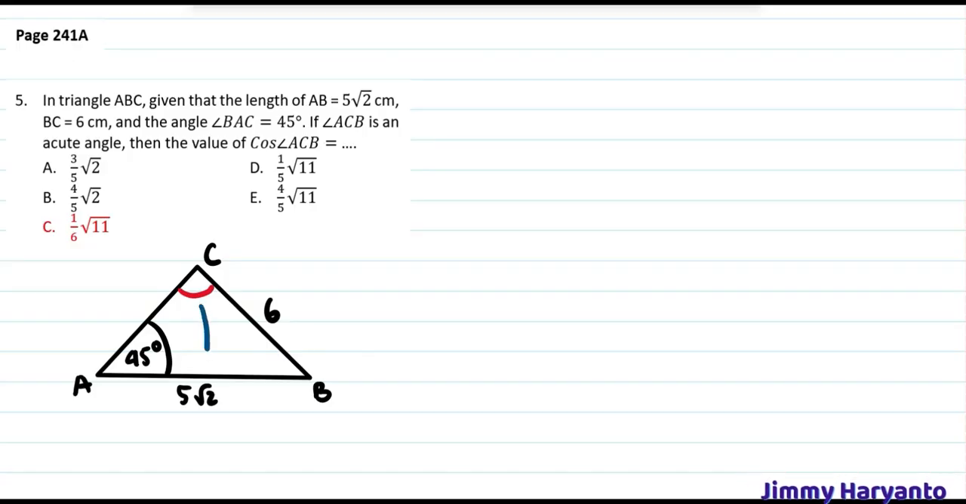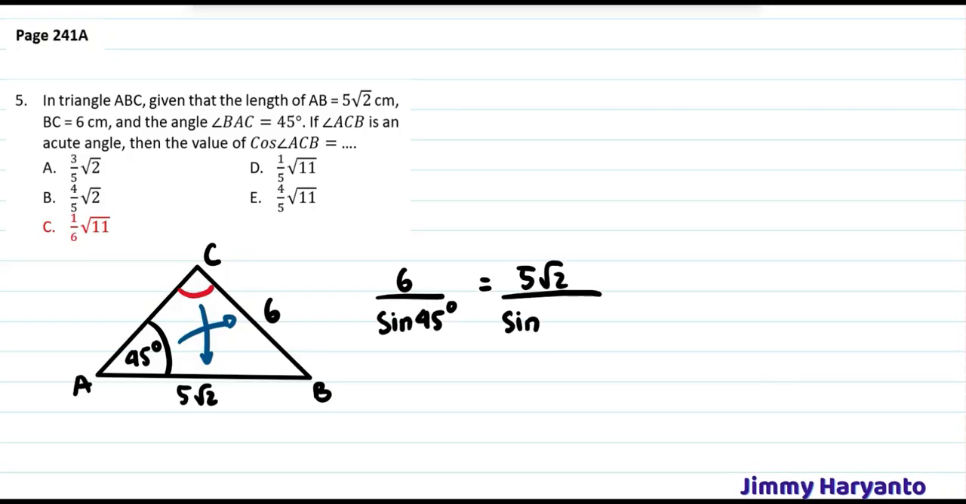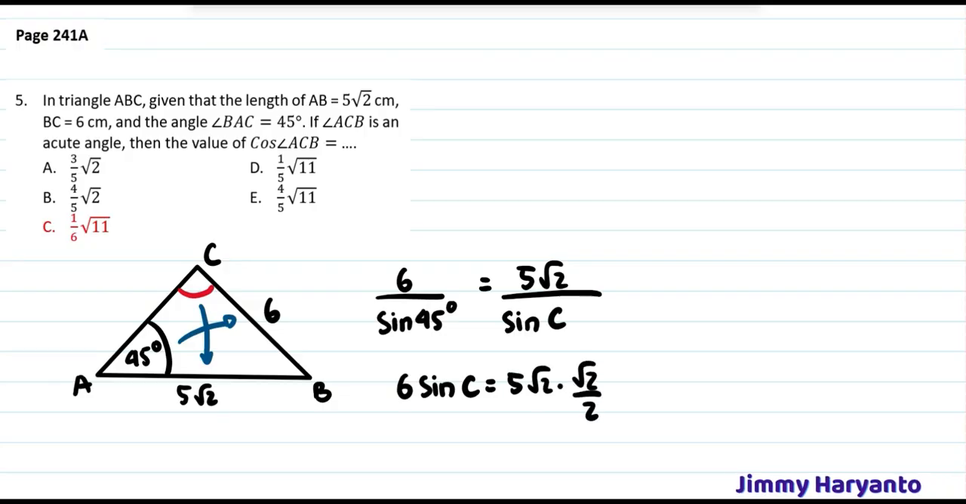we have two angles right here, that means sine rule, so you'll have 6 over sine 45 degrees equals 5 square root of 2 over sine C. Okay, so let's do cross multiplication. 6 sine C equals 5 square root of 2 times sine 45, which is square root of 2 over 2. That means square root of 2 times square root of 2 equals 2. 2 divided by 2 equals 1. That means sine C equals 5 over 6.